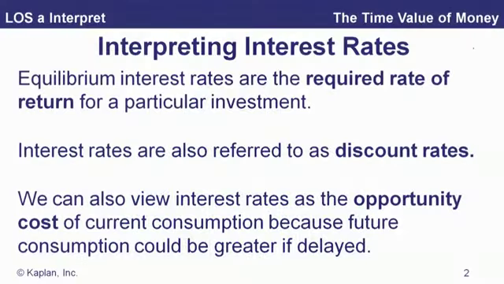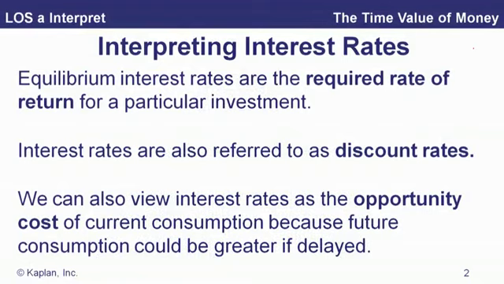We're starting here with quantitative methods, basic concepts, part of two study sessions that make up quantitative methods, which is 12% of the level 1 exam. So the first reading we address here is the time value of money. So let's just jump right into that with our first learning outcome statement that has to do with interpreting interest rates. So what do we have here?